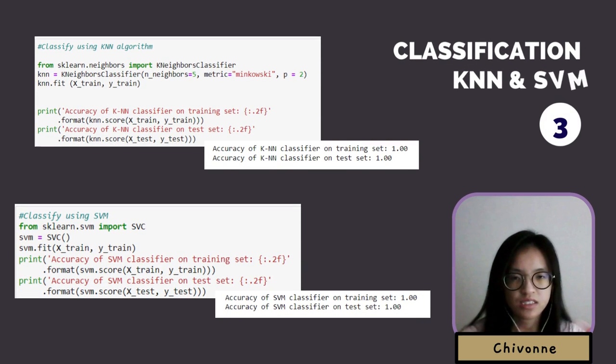The first image is the classification using the KNN algorithm. We added the object for the K-neighbors classifier. Then the KNN fit function is used to train the dataset. The same is done for the classification using SVM, which is the support vector machine, where we train the dataset using the fit function to get the results. Both results are the same, where we obtain 100% accuracy.